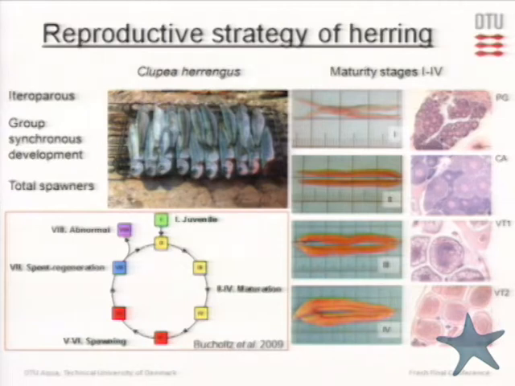And we look at, where do I point? There. Yes. We look at 4 stages. We look at juvenile and 3 maturation stages. That is stage 1 to 4. In the first stage, the juvenile, the ovaries are dominated by primary growth oocytes. In stage 2, they are dominated by cortical alveoli oocytes. In stage 3, it is the early vitellogenic stages, and in stage 4 it is the late vitellogenic stages.